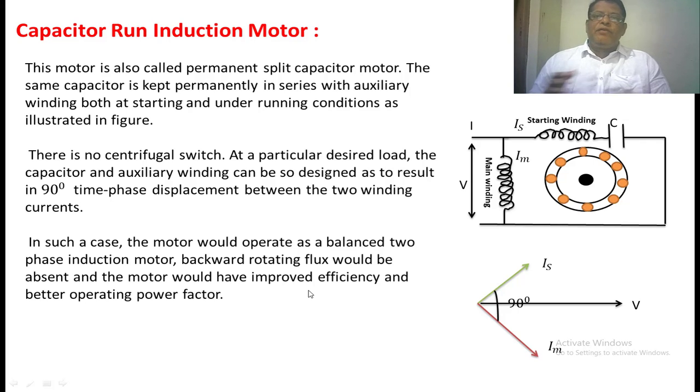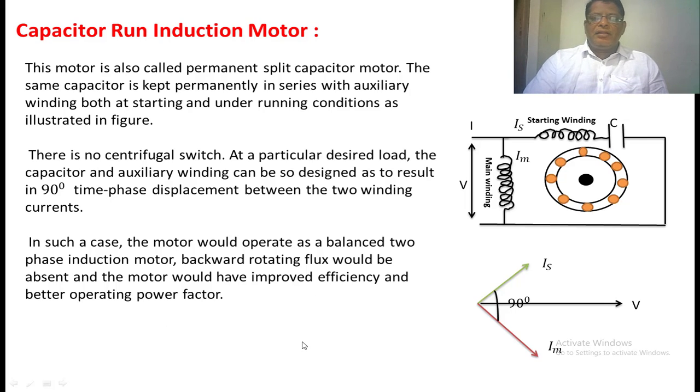One more advantage here is that because the angle between the starting winding current and the main winding current is 90 degrees, the backward flux is zero. The interaction between the forward flux and backward flux will not be present. The pulsating torque developed in the induction motor also will be zero. So this type of motor gives a smooth, silent running. It has a good power factor, and efficiency also will be higher.